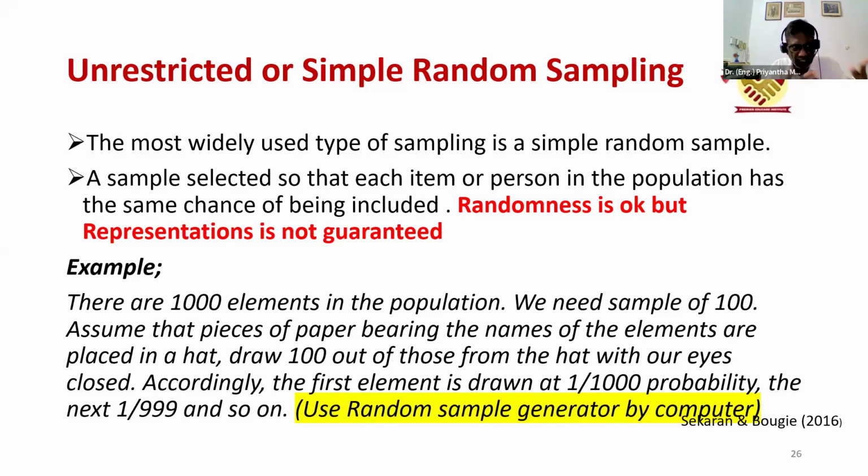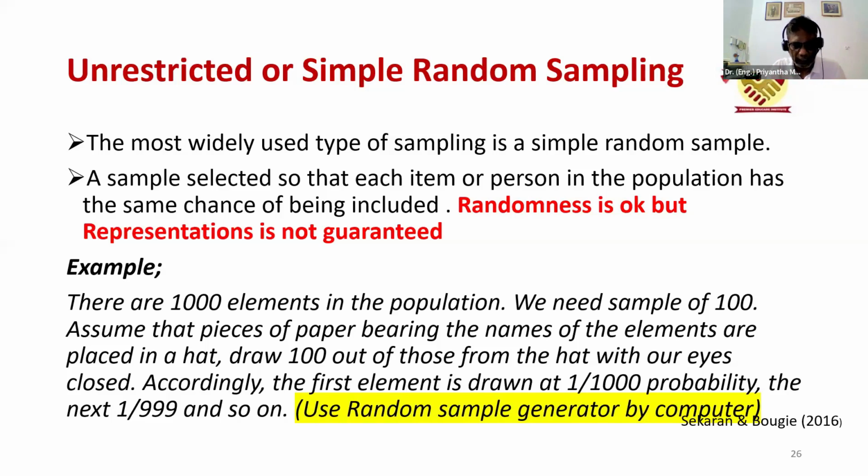Why? For example, assume you have 1,000 people and there are 600 male, 400 female. You want to get 100 out of them. Sometimes you will get all 100 from the female or all 100 from the male, because you have 600 male and 400 female. So the representation is not guaranteed, but the randomness is okay. So remember that point.